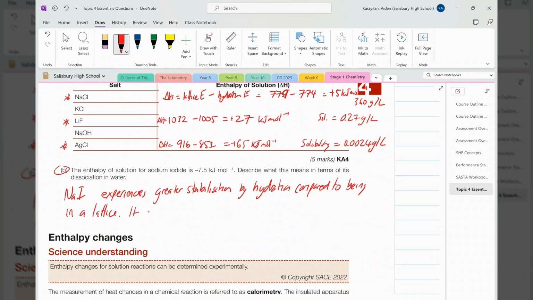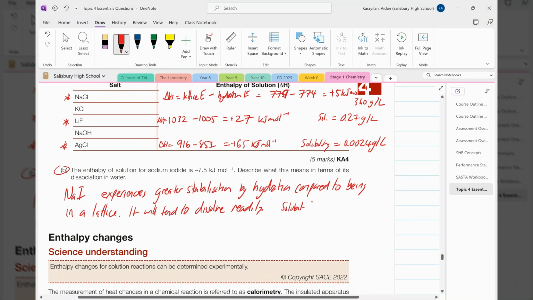It will tend to dissolve readily. Now, if I quickly look up sodium iodide, I should get a nice high number. A quick Google search, I'll find solubility. There we go. Solubility, just from looking it up, equals 1,842 grams per litre at 25 degrees Celsius.